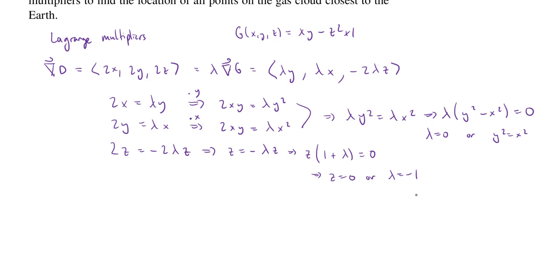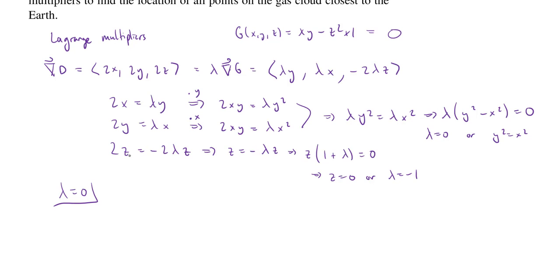Okay, so we have a bunch of possibilities. And there's one thing we haven't brought into the game yet, which is that we need to be on this curve or the surface, g equals 0. So whatever choice we make, we're going to have to compare it with this function as well. So let's take these systematically. Let's look at what happens if lambda was equal to 0.